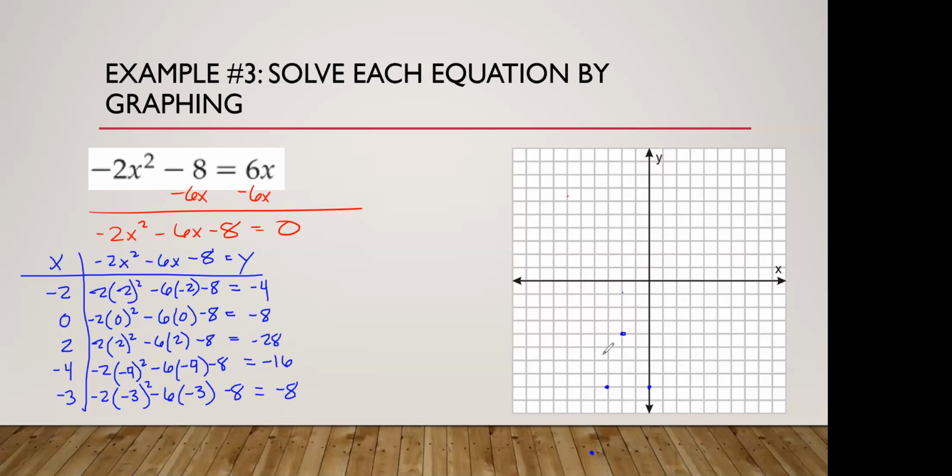Okay, so it looks like my parabola is going to be going this way. And so I can see that it's never going to cross this x-axis. So this is where we have no solution, okay? No real solution. It's never going to cross the x-axis, so there can't be a solution, because remember, solutions are where the parabola crosses the x-axis, okay?